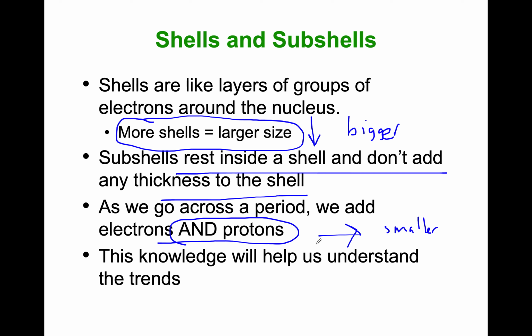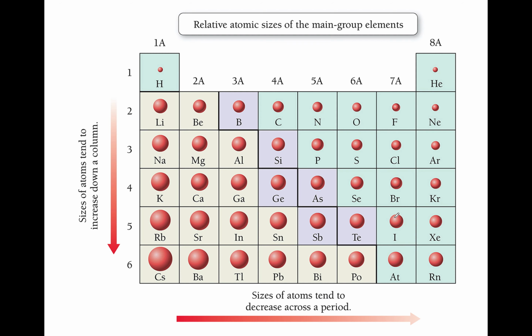Okay, we're adding protons, and these protons are attracting the electrons in, pulling in the size. So this helps with the trend. If we take a look here, we can see it definitely gets bigger as you go down. We can see it gets smaller as you go across. So that's the size trend on the periodic table.